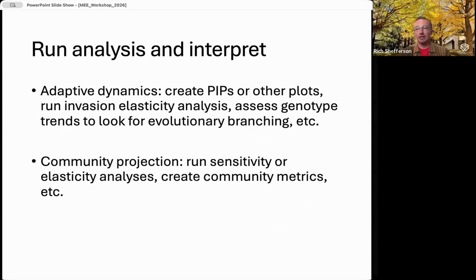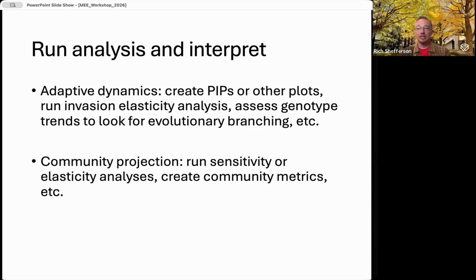In the adaptive dynamics case, the main function is called invade3, and that function will actually create the basic data frames that can then be plotted as pairwise invasibility plots. There will also be a data frame in there, provided that you set the argument to true, that will give you an invasion elasticity analysis to give you an estimated value for any trait optima that occur. And there are some plotting functions that can allow you to look at genotype trends, for example, to look for evolutionary branching. In short, it gives you a ton of data.